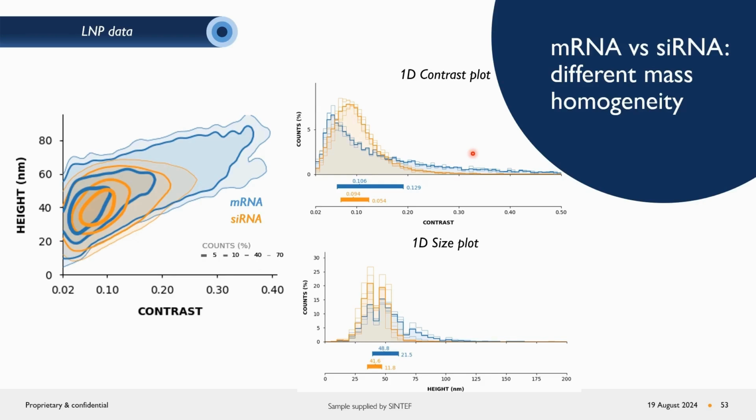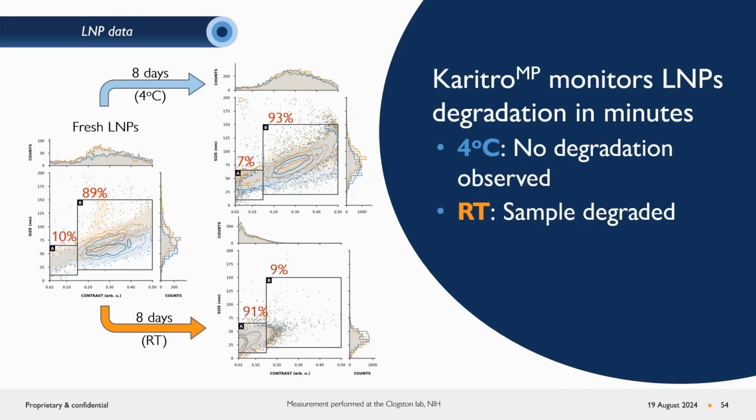In this degradation study, we are observing the effect of keeping the LNP sample, an mRNA-loaded sample, at 4 degrees or at room temperature after 8 days. As you can see, after 8 days at 4 degrees, the sample appears pretty much the same. But at room temperature, you have the loss of the major LNP population, effectively showing degradation.